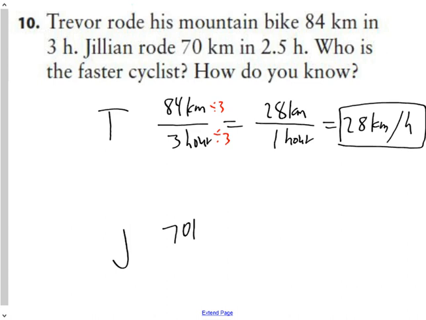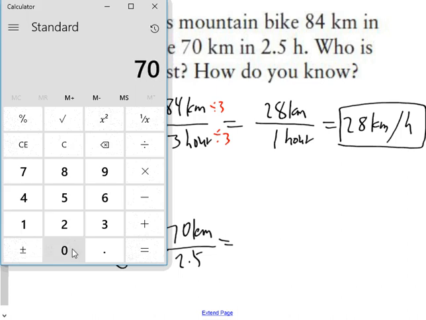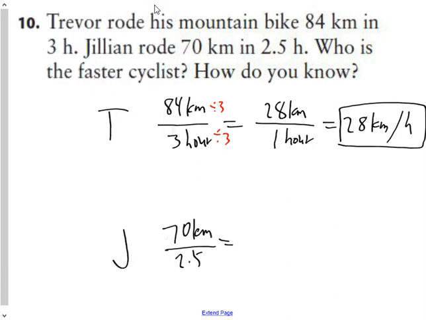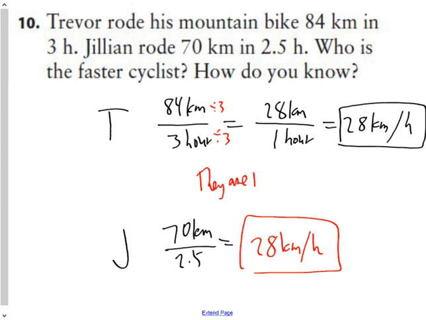Jillian went 70 kilometers in 2.5 hours. So if I divide both by 2.5, 70 kilometers divided by the 2.5 hours means that Jillian, oh, I forgot what it was. What was it? Also 28 kilometers per hour. So therefore, who is the faster cyclist? The answer is they are roughly the same. They are approximately the same.